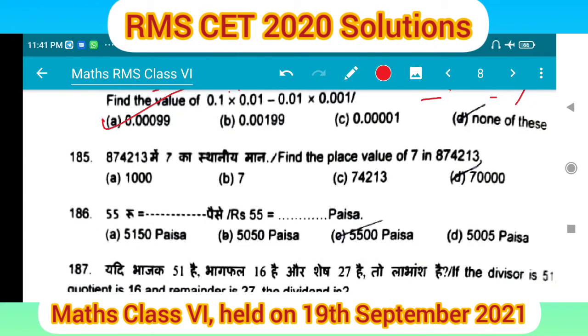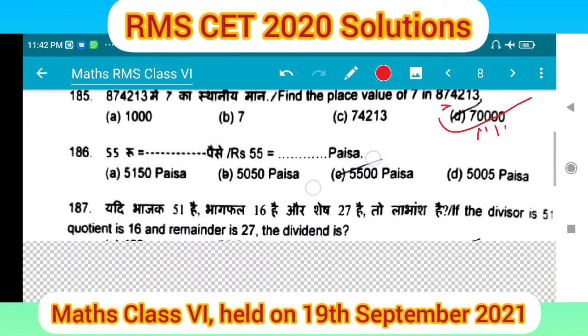Find the place value of 7. Place value of 7 means 7 after 1, 2, 3, 4, so after 7, 4 zeros are put. 1, 2, 3, 4, right? This one is right.